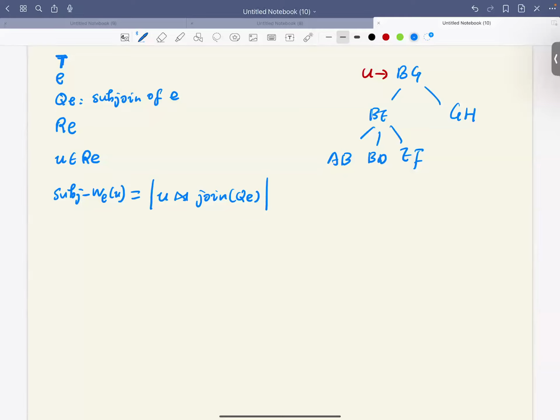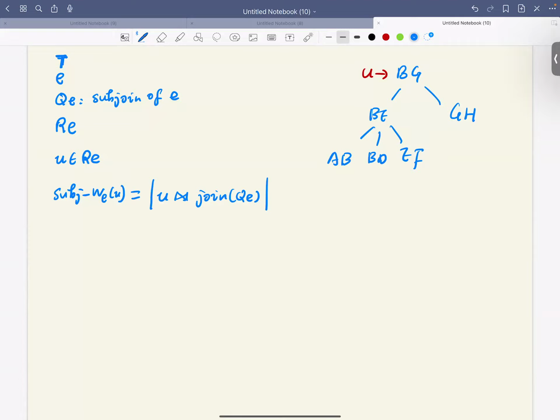By the way, as the base case, if this Yi is a leaf relation, let's say I'm talking about AB, where U is from AB, or U is from BD, or EF, or GH, this is easy because, as I said, the subjoin weight is always one in that case. So you trivially solve the base case. If I say build a data structure for it, the data structure you need is just the relation itself.